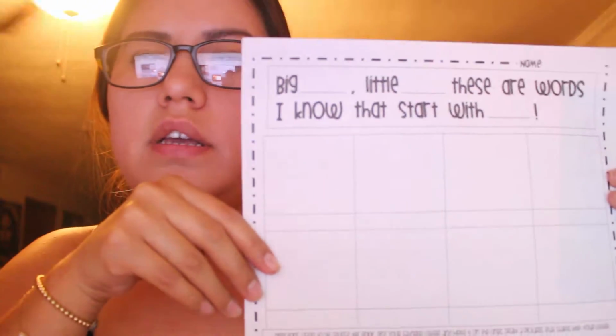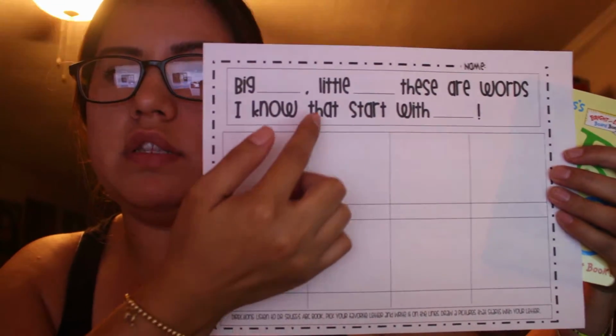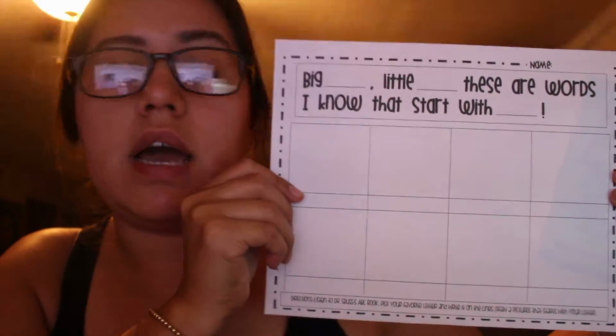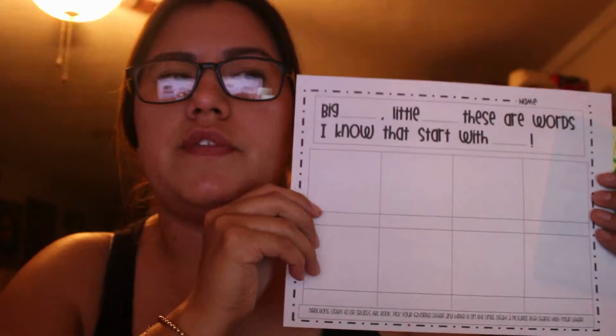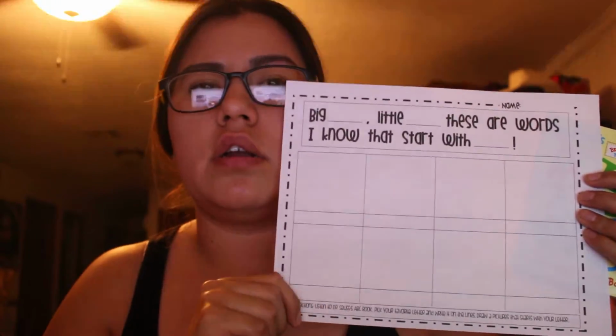After that I will go ahead and give students this worksheet that includes the big blank for the letter they have chosen, the little blank, and then these are words that I know that start with whatever letter they've chosen. I will give them the option to choose the letter they want from the letters that were discussed during that day, and then they will have to draw something that starts with the letter.